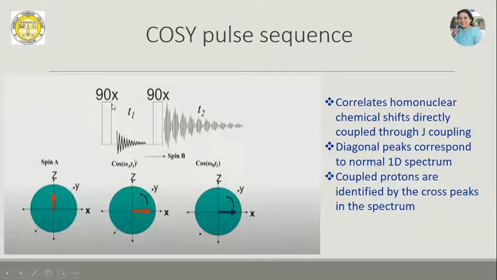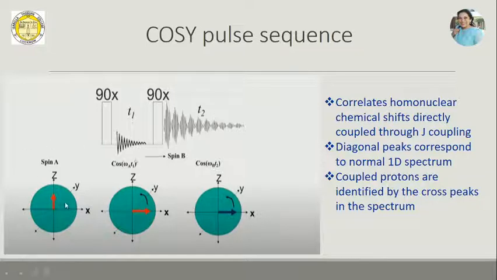That means a 90-degree pulse is given along the x-axis, or it is basically given in the xy plane. That means it can be given along the x-axis. If it is given along the x-axis, the net magnetization will be in the y direction, and if it is given along the y-axis, the net magnetization will be along the x-axis. All this we have already done in detail when we did 1D NMR.